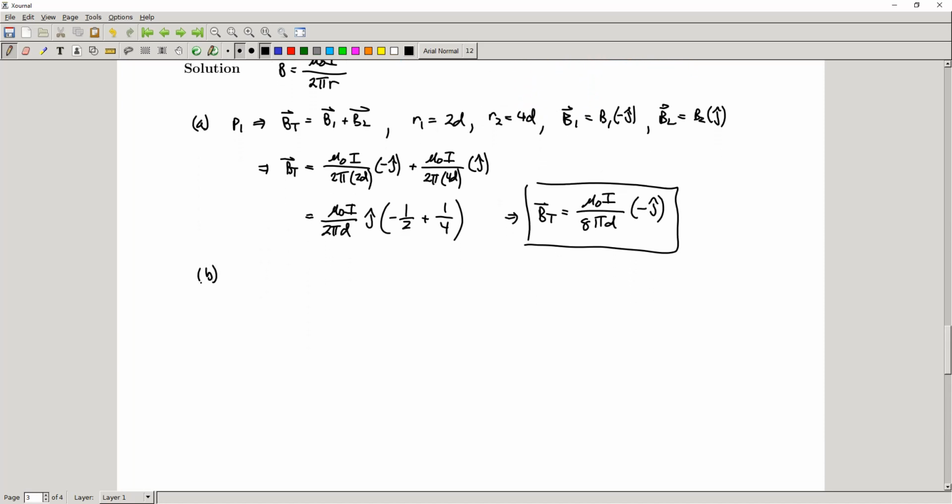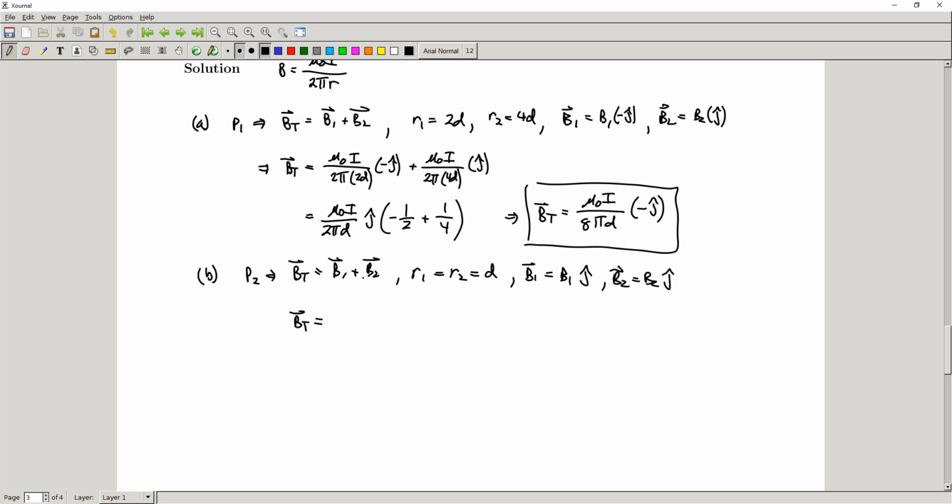So B2 is going to mean that BT is going to be equal to B1 plus B2. Our R1 is equal to R2 is equal to d, right? Like we said, the distance is d for both. Our B1 is going to be equal to the magnitude of B1 in the j hat direction, and our B2 is also going to be equal to B2 magnitude, but also in the j hat direction. Okay, and so we can just rewrite this as we did the previous one.